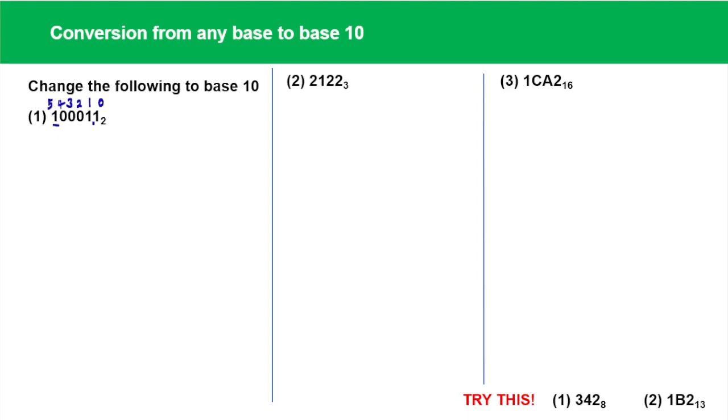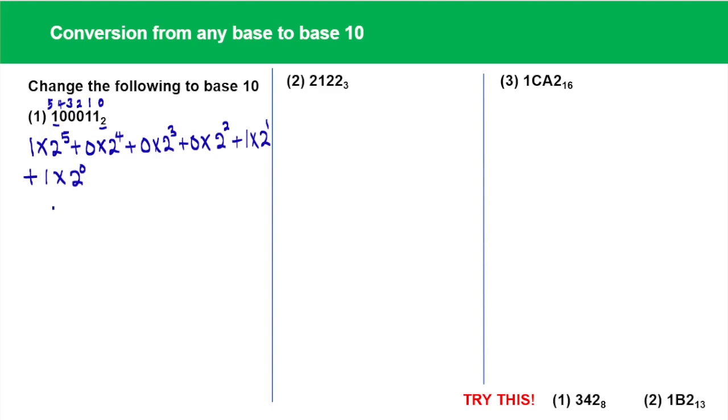So this will be 1 times 2 to the power of 5. So we have 1 times 2 to the power of 5 plus 0 times 2 to the power of 4 plus the next digit 0 times 2 to the power of 3 plus 0 times 2 to the power of 2 plus 1 times 2 to the power of 1 plus 1 times 2 to the power of 0.